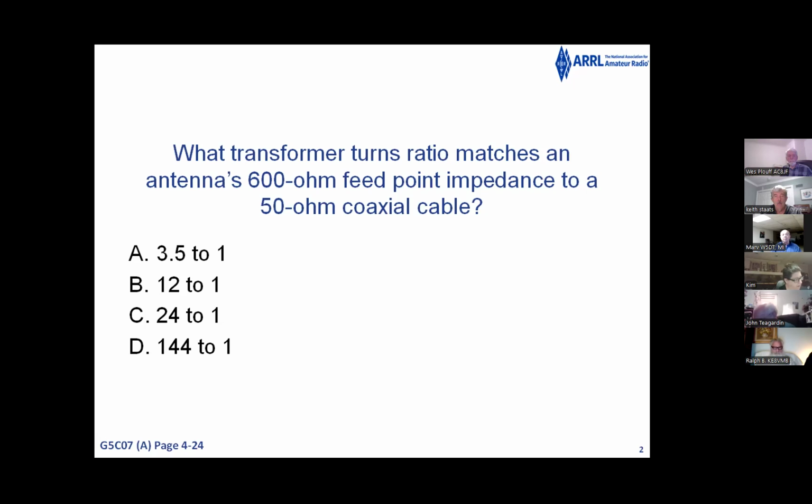Well, no, I'm wrong. It's not a square, is it? It's just the ratio. So 600 divided by 50 is 12. Then you have to take the square root. Yeah, there's a square involved. The impedance ratio is equal to the square of the turns ratio. So if you turn that around, the turns ratio is equal to the square root of the impedance ratio.